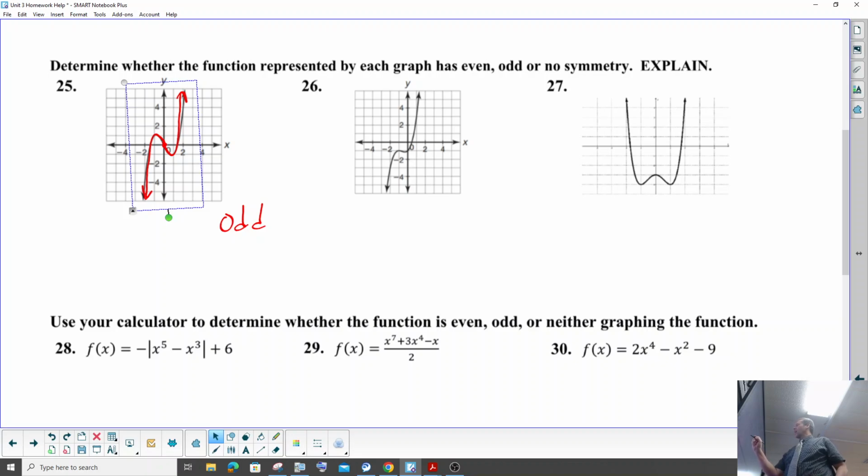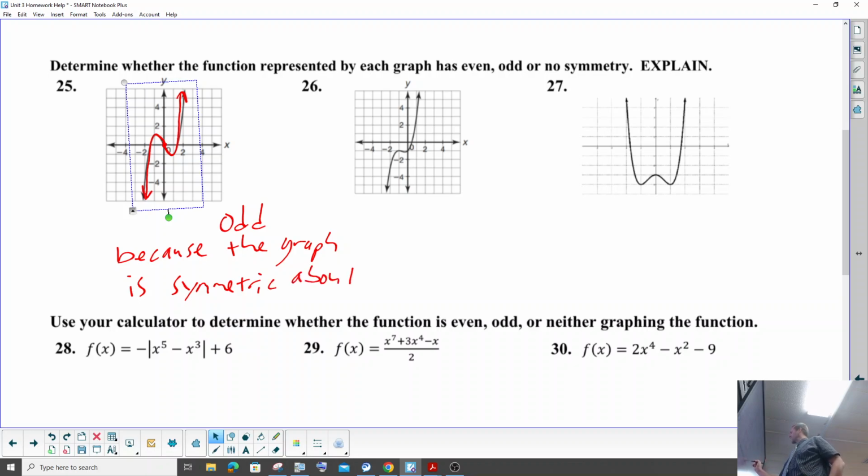Explain. Because the graph is symmetric about the origin.